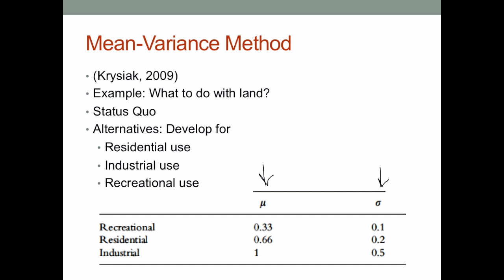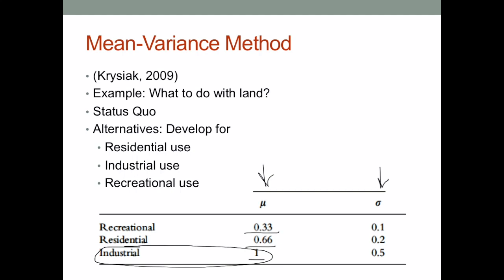You can see that all of our alternatives would be better than the status quo. We would be receiving 33% more benefits if we developed for recreational use, 66% more benefits on average if we developed for residential, and 100% more benefits if we developed this land for industrial use. So, which alternative do these numbers suggest that we take? The industrial, right? We should get the most benefits from the industrial use. This has the highest mean.